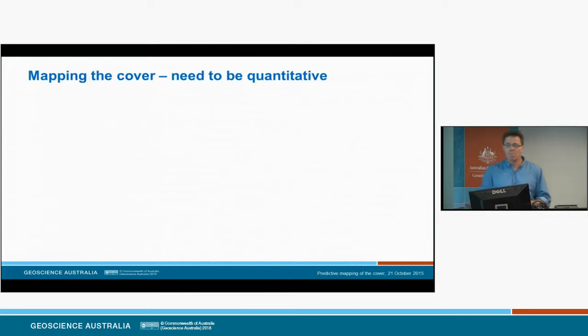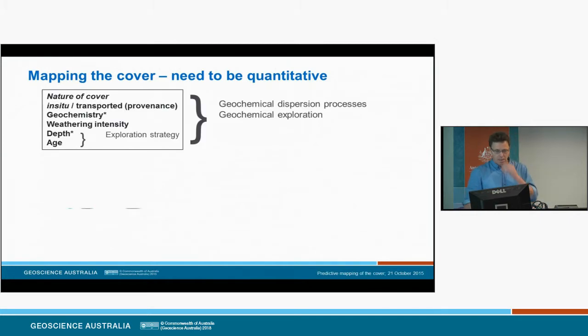Now I argue that we need to be much more quantitative in our predictions. It's not good enough to say it consists of sand, silt and clay. We need to know much more. So if you break that down, we need to know if it's in situ or transported, the provenance of the material, more detailed maps and descriptions of its geochemistry, its weathering intensity, and fundamentally its depth. This has a huge impact in terms of exploring and developing exploration strategies. We don't know that nationally, and of course its age. This information can feed into a much greater understanding of geochemical dispersion and development of more effective geochemical exploration techniques.